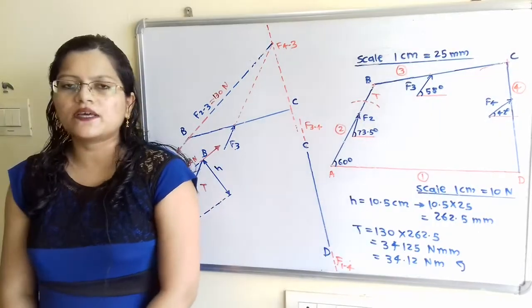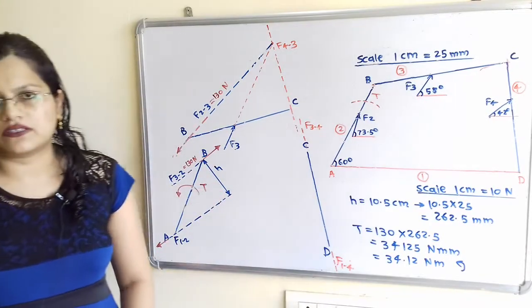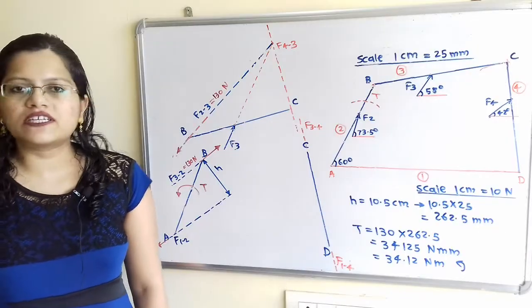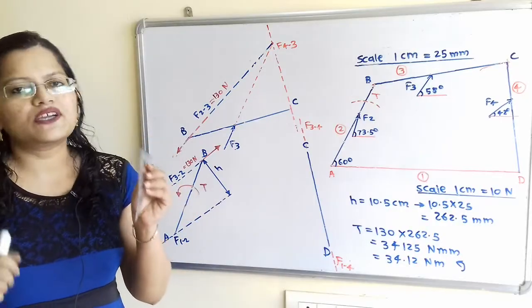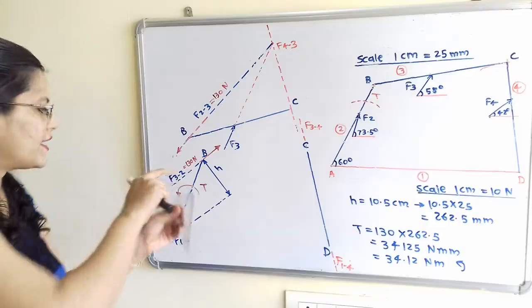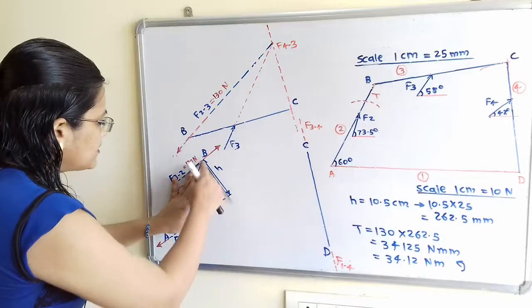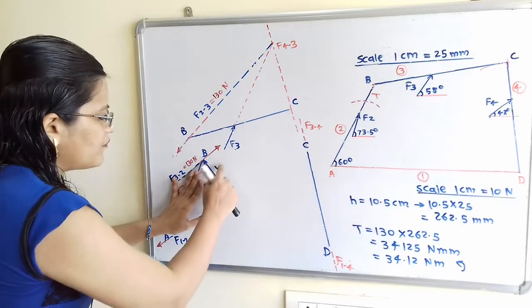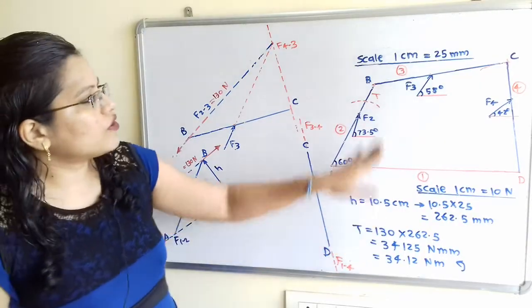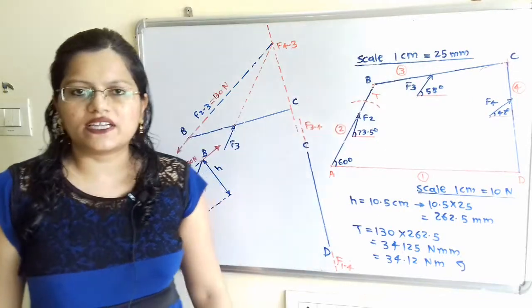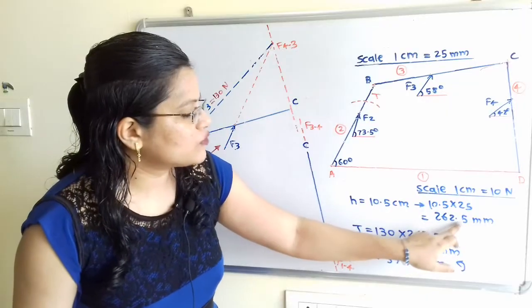Now we will decide what is the magnitude of this torque T. We know that these two forces are parallel to each other. Now we have to find out the perpendicular distance between them. So we will use this protractor. These two edges are perpendicular to each other. So I will align one edge with this line of action of the force. If I align this, then this is the perpendicular distance. This h, if we measure with the scale, is 10.5 centimeter. We know this scale is 1 centimeter equal to 25 millimeter. So 10.5 multiplied by 25 is equal to 262.5 millimeter.